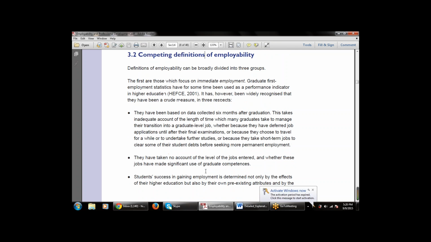Next, they have not taken account of the level of the jobs entered. That is, there is no account of the level of the jobs entered and whether these jobs make significant use of graduate competencies.